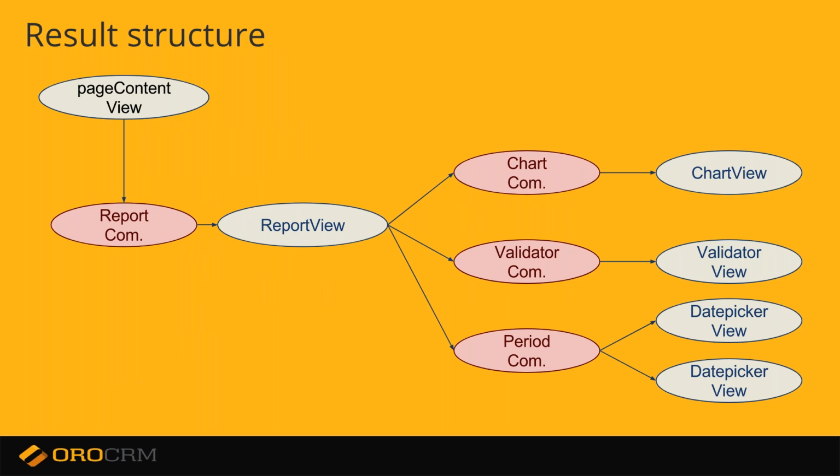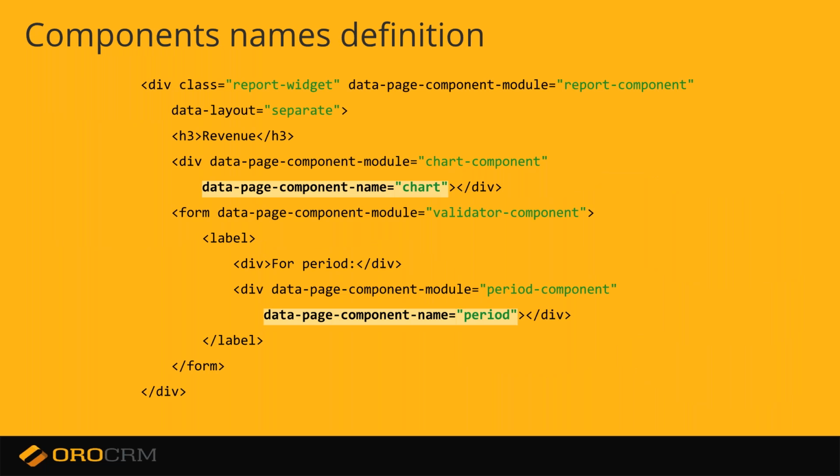And we will get the following tree of components and view instances. Now we have a dedicated view that can implement communication between charts and date pickers. However, it is still hard to do. Components don't have distinctive names. The component manager will give them default names. A report view is not able to distinguish one component from another.